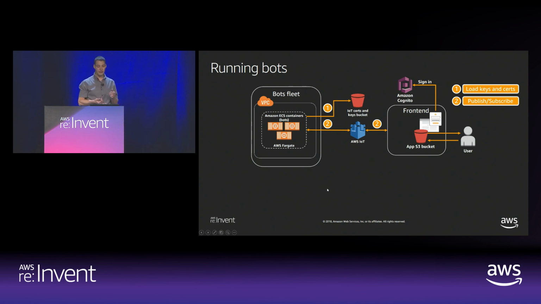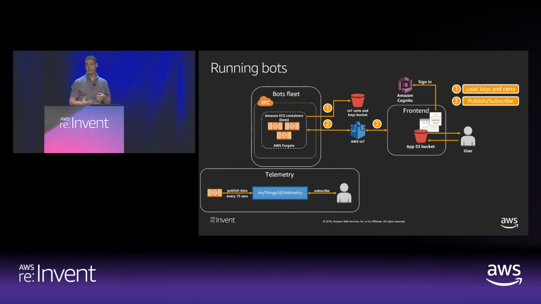Now for running the bots, I mentioned already the bots are running on ECS as containers. That bot, when it's started up, interacts with the S3 bucket to get its IoT cert and key, so that it can authenticate with the AWS IoT service. After it gets that, it can subscribe to that topic like we showed in the user interface to get telemetry. The front end subscribes to consume the telemetry.